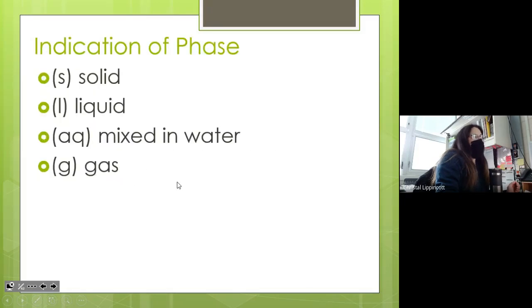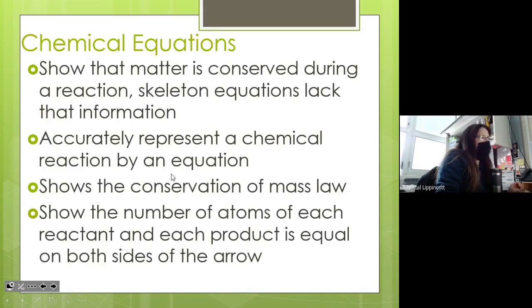Indication of phase is important, especially when we are doing the double replacement reactions. S is a solid, L is a liquid. AQ means that it's mixed with water. Aqueous is what that stands for. If you think about an aquatic center, anything like that, the Aqua Jays we have here in Rock County for the ski team, and then G for gas.